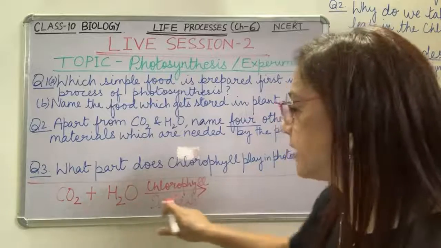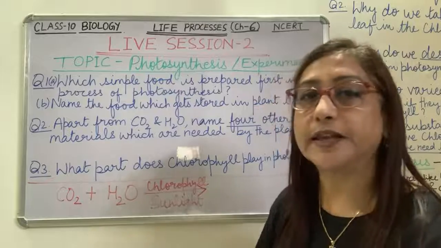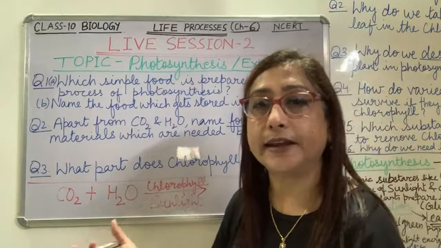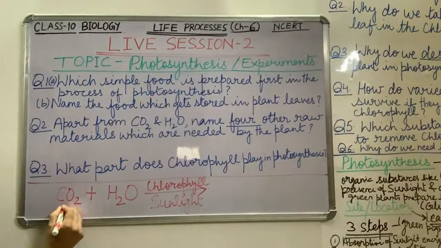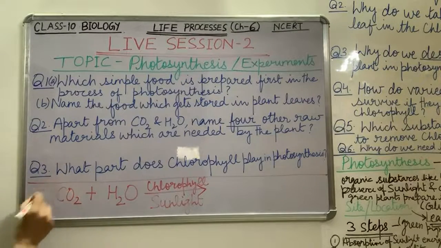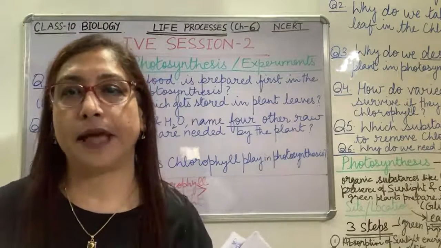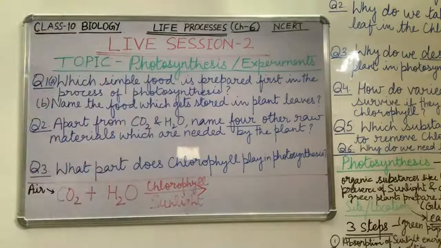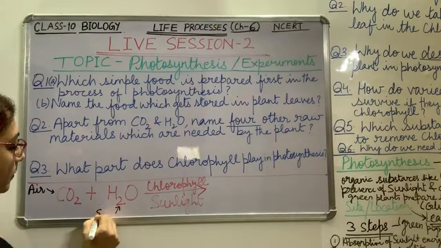Now children, this question says what are the raw materials required? So the raw materials are these four, and from where do we get each of these raw materials? We get carbon dioxide from air. As you know, air is a mixture of gases. It has so many gases. Carbon dioxide is one of them. And water is taken from soil.